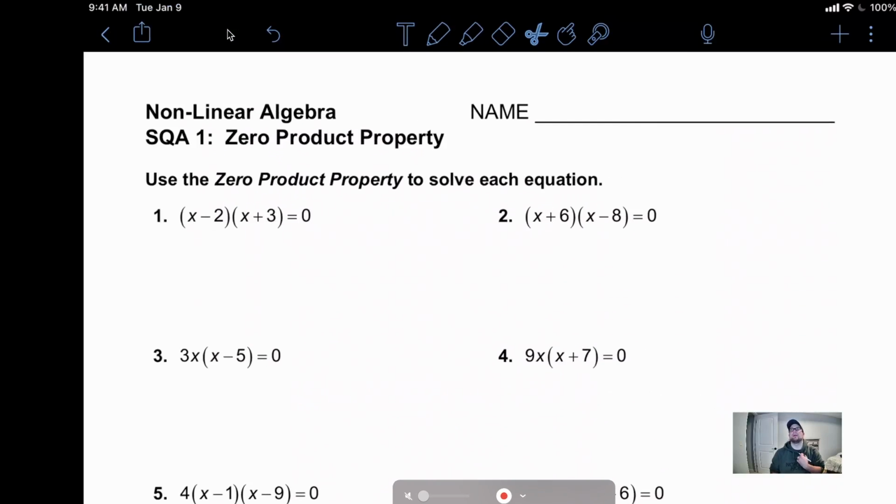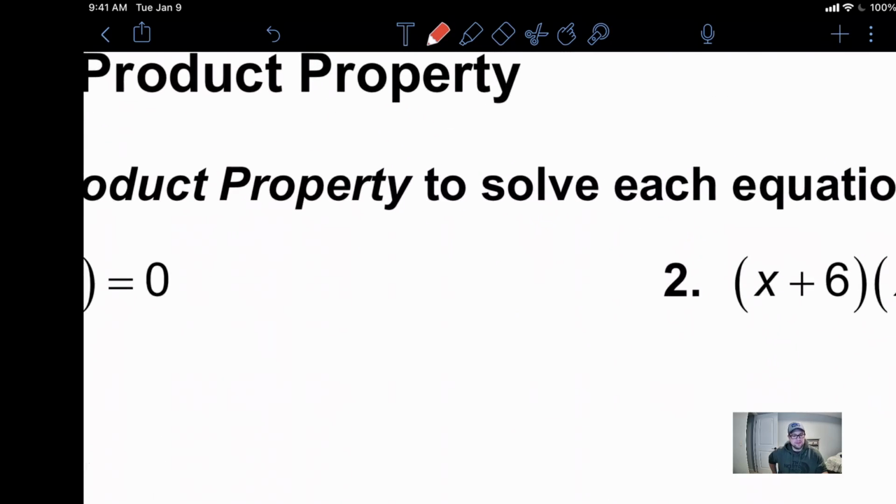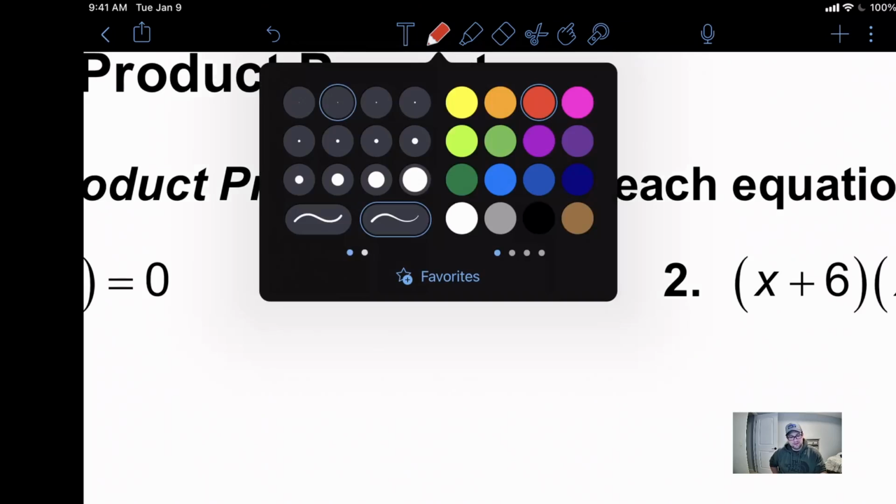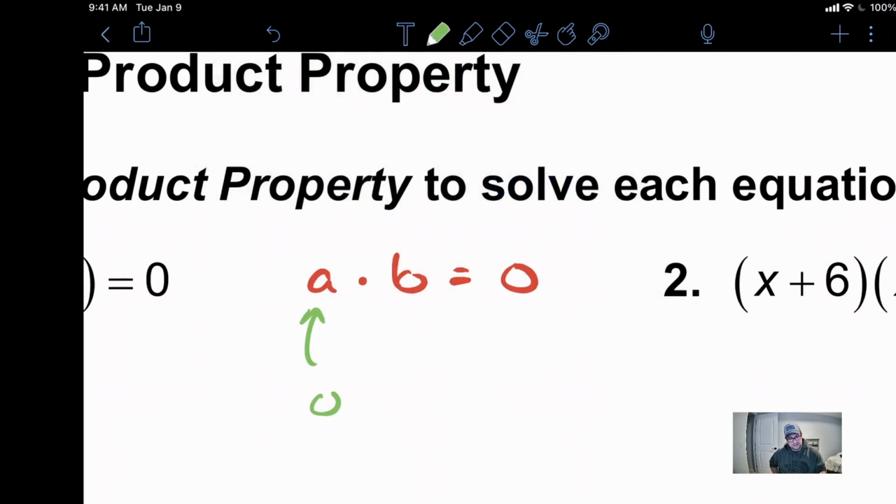Today we're going to be talking about SQA1, which is the zero product property. Now, the zero product property is relatively easy to understand for a lot of students because it's something we've been using all along. This is what the zero product property says: if you have two things that are multiplied together and they equal zero, the only way that can happen is if either A is equal to zero, or B is equal to zero. If that's not the case, then you're never going to get two things that multiply together to equal zero.